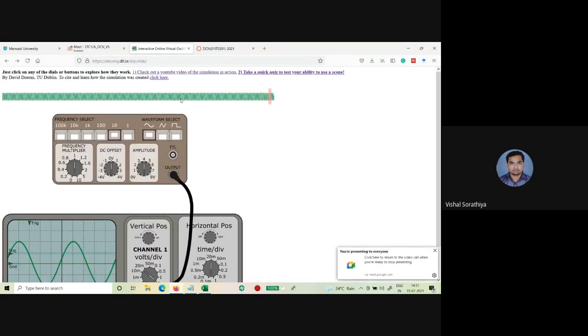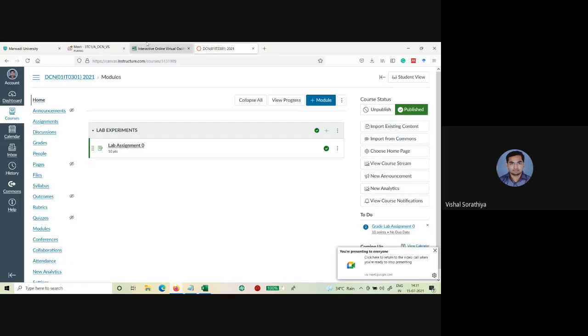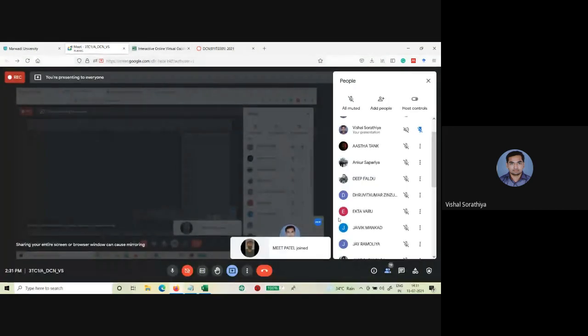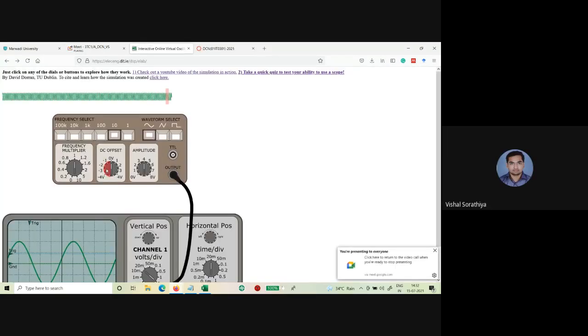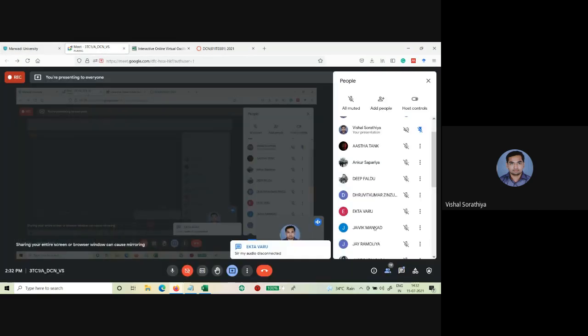Next question I will ask to Ekta Varu. Ekta, can you tell me what this DC offset and amplitude button will do in the frequency generator? Ekta Varu, open your mic. Yes, Ekta, please tell me. What is the functionality of this DC offset and amplitude? Type it in the chat box.